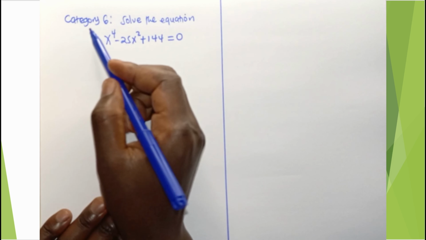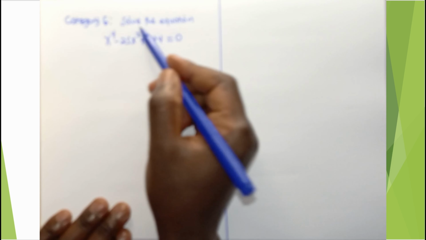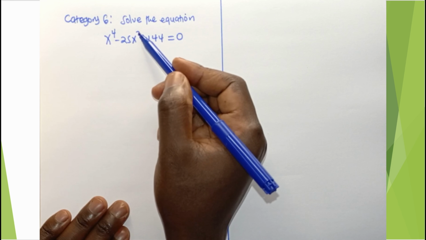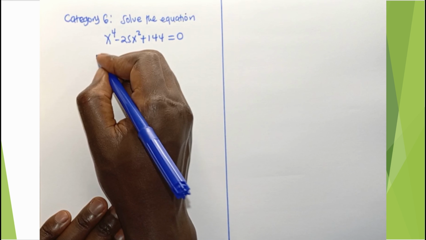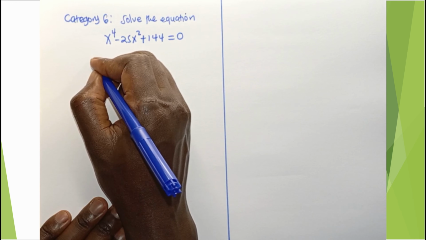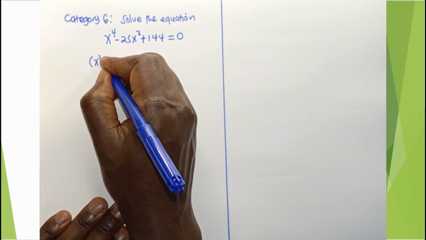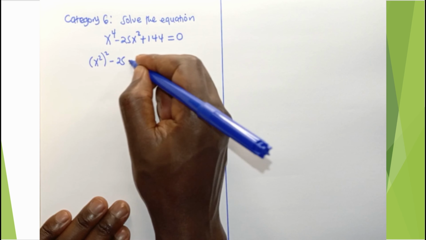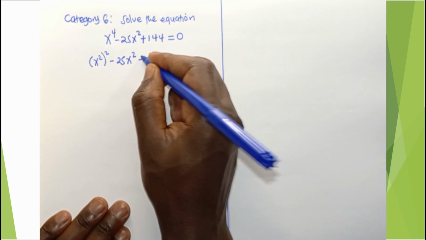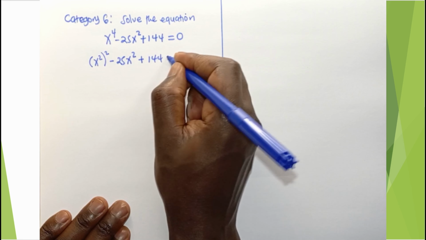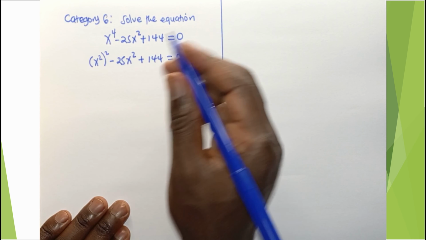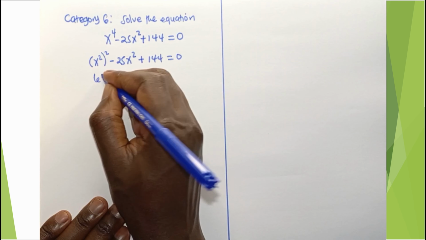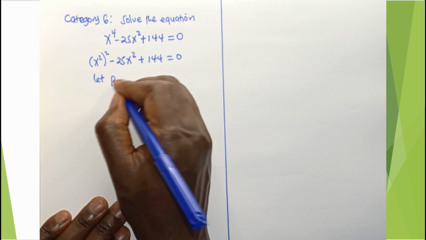While dealing with this category, in this case, for example, powers are even: 4, 2, and then x to the power 0. So we try to make one resemble the other, the lowest power. So we can write x to the power 4 as x squared squared, minus x squared plus 144 is equal to 0. So this same thing happens also when we are looking at indices. We have equations that resemble this one. They are all in category 6.